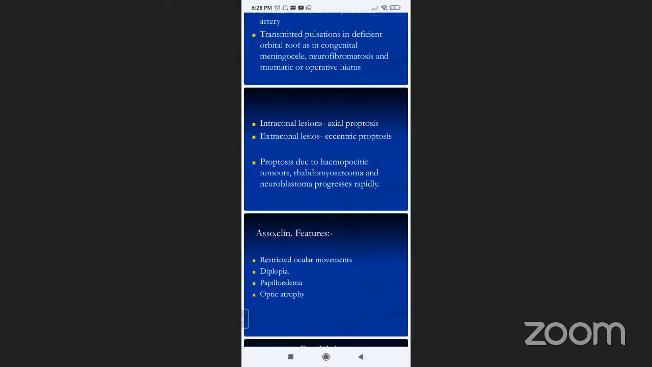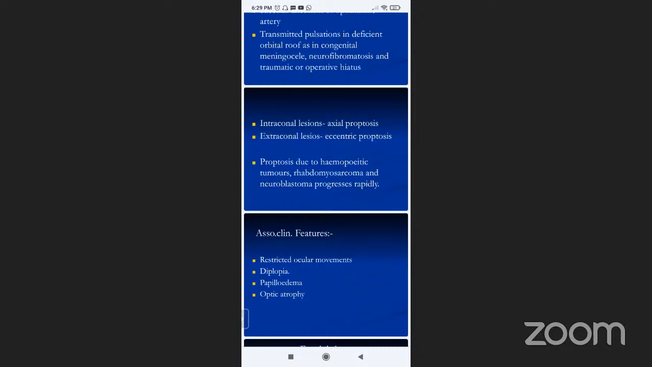Then, what are the other clinical features associated with an orbital disease other than this proptosis? In addition to proptosis, there can be restricted ocular movements. Because of the mass lesion, the ocular movements get restricted. That will lead to diplopia or double vision. Then, because of the pressure effect on the optic nerve, there can be edema of the optic nerve head. That is known as disc edema. If it is bilateral, that is papilledema.